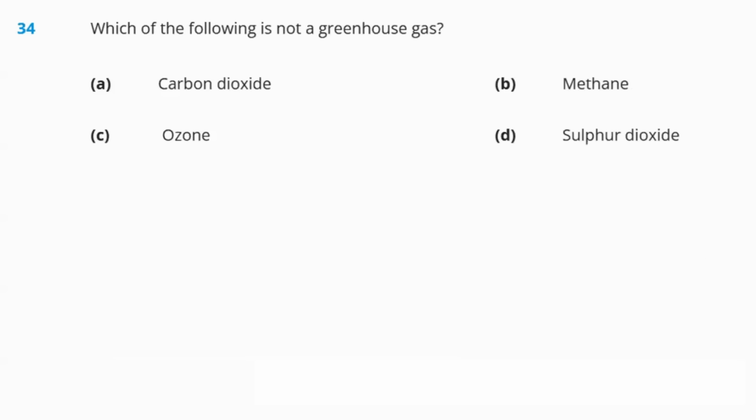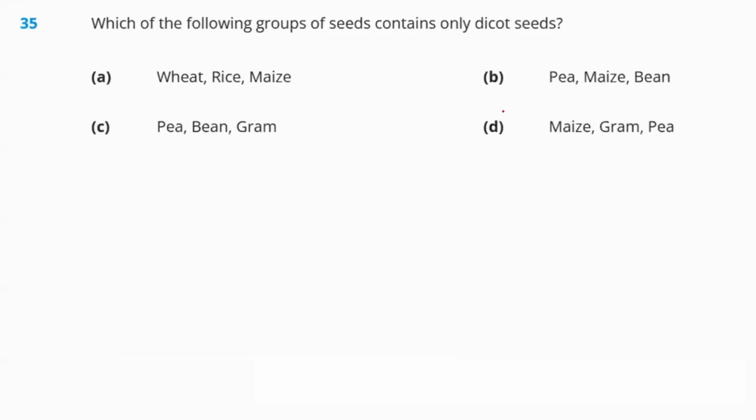Question number 34, which of the following is not a greenhouse gas? Sulfur dioxide is not a greenhouse gas. Question number 35. Which of the following groups of seeds contain only dicot seed? What is dicot? Dicot is if you break the seed, it would be breaking into two parts like this, right? And the correct example is option number C.